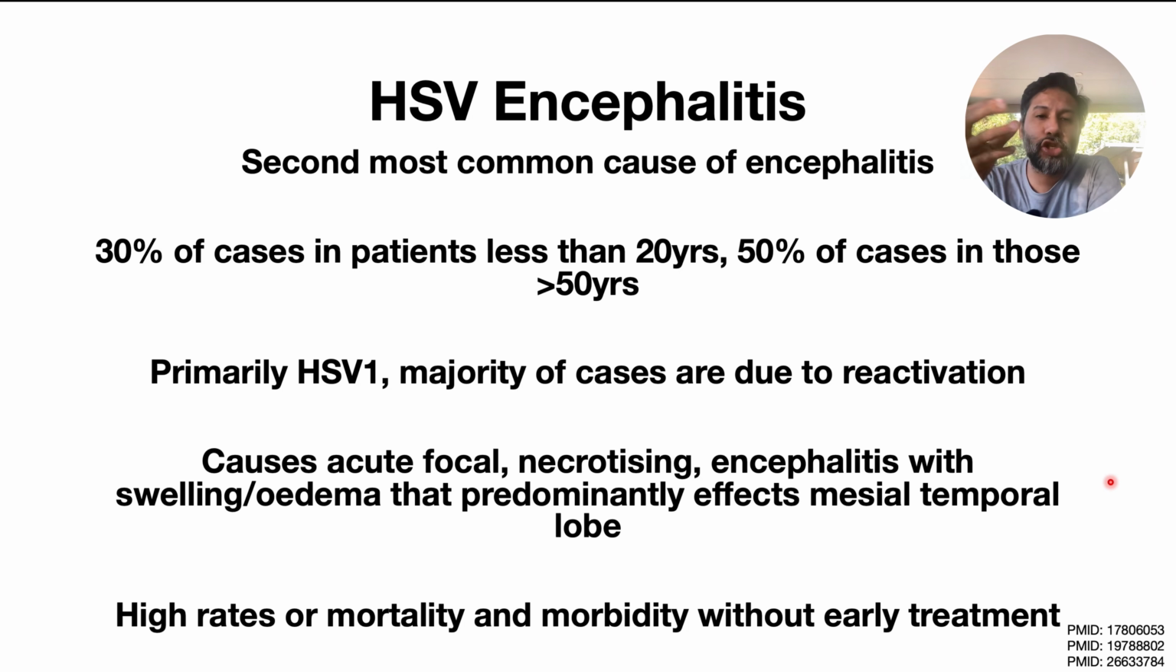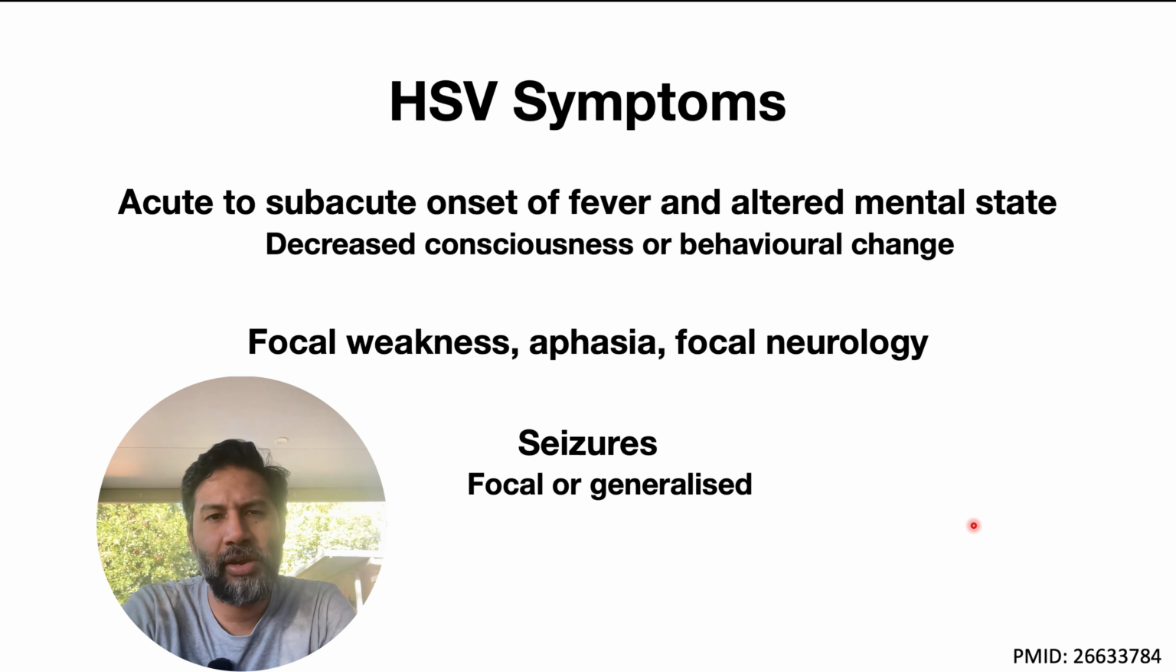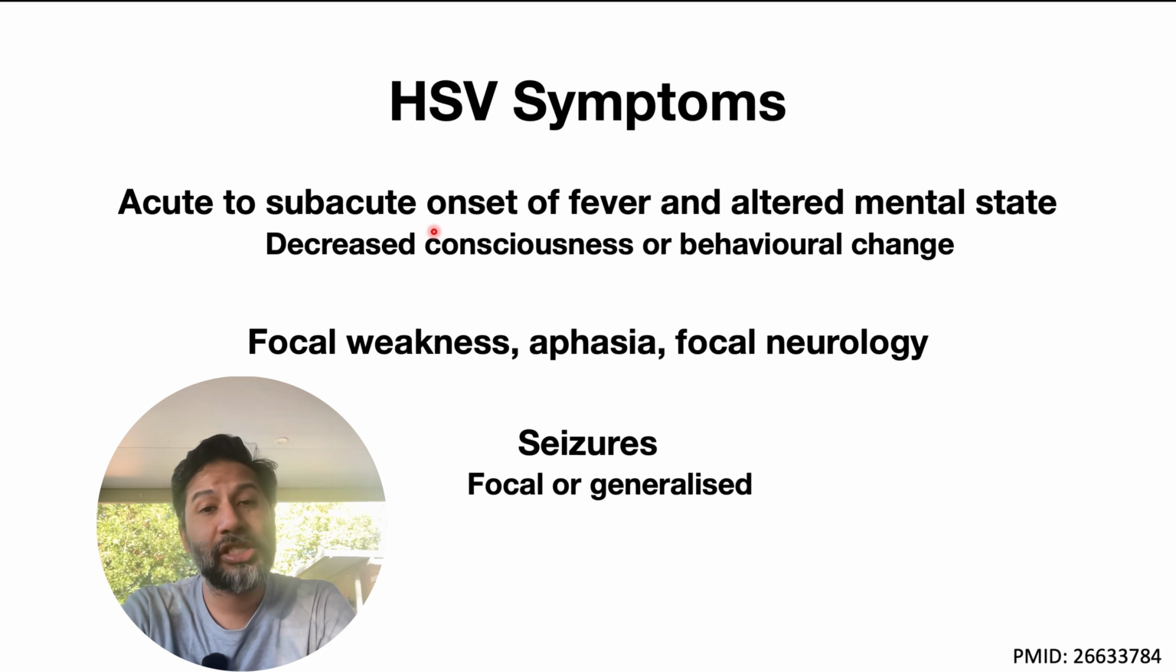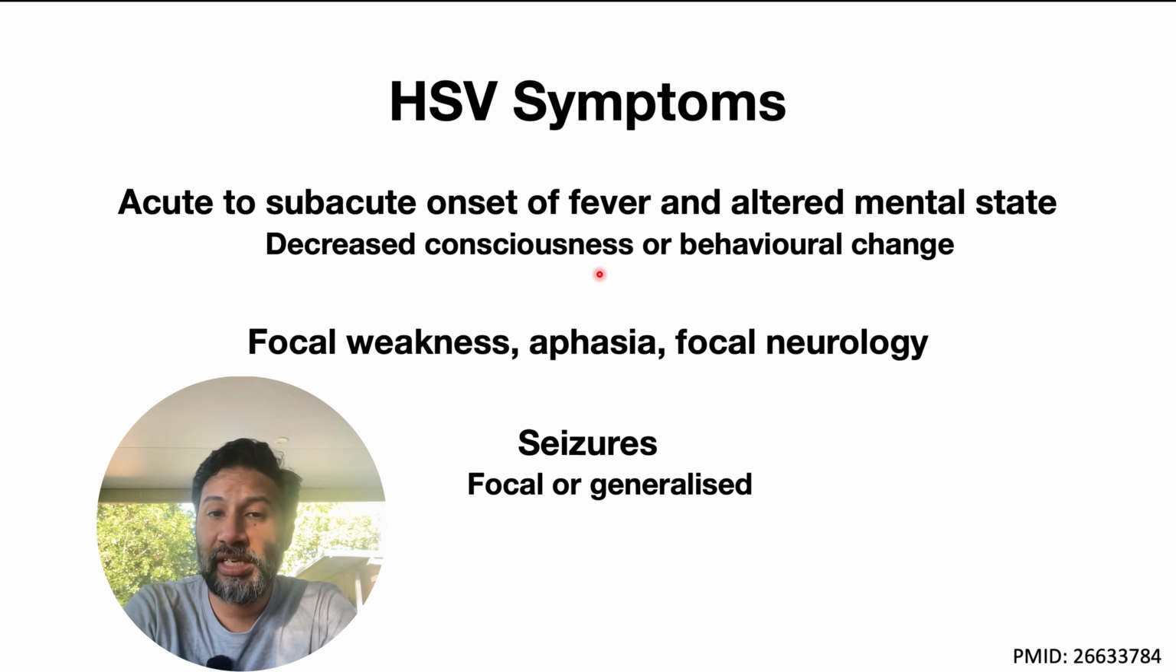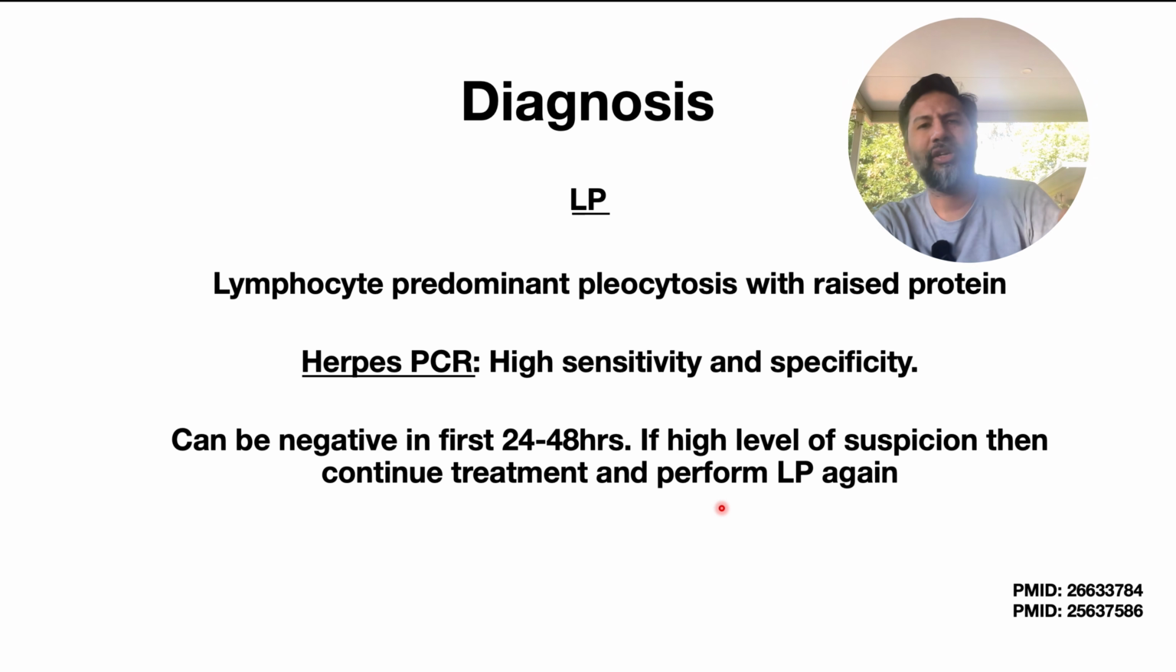And it causes this acute, focal, and necrotizing encephalitis. You can see hemorrhage, you can see blood with a lot of edema. And it's essentially this medial, or what we say is mesial temporal lobe. Very high rates of morbidity and mortality without early treatment. And so like we talked about, it's this classic limbic system encephalitis. Acute to subacute, fever, altered mental status. They can drop their GCS and they can have behavioral changes. And they can have focal or generalized seizures.